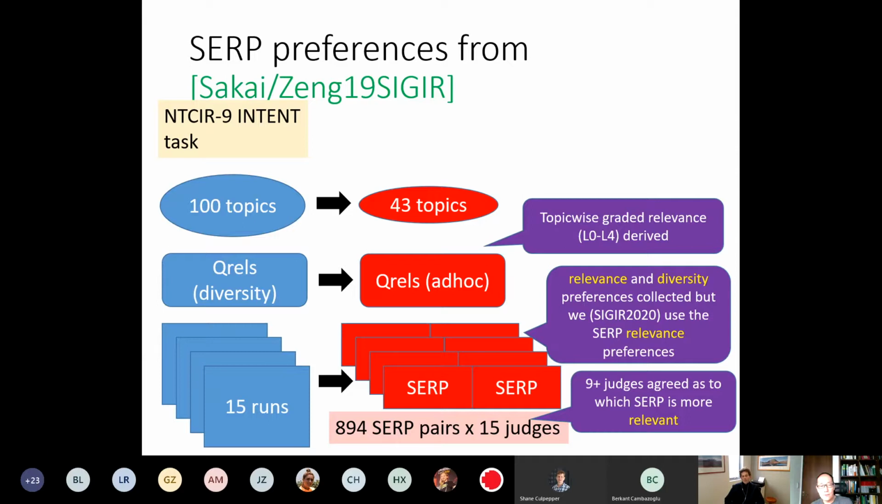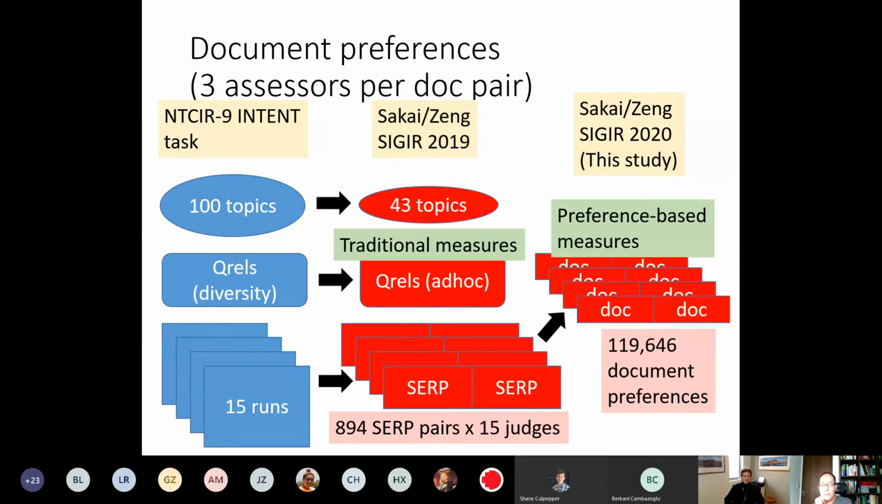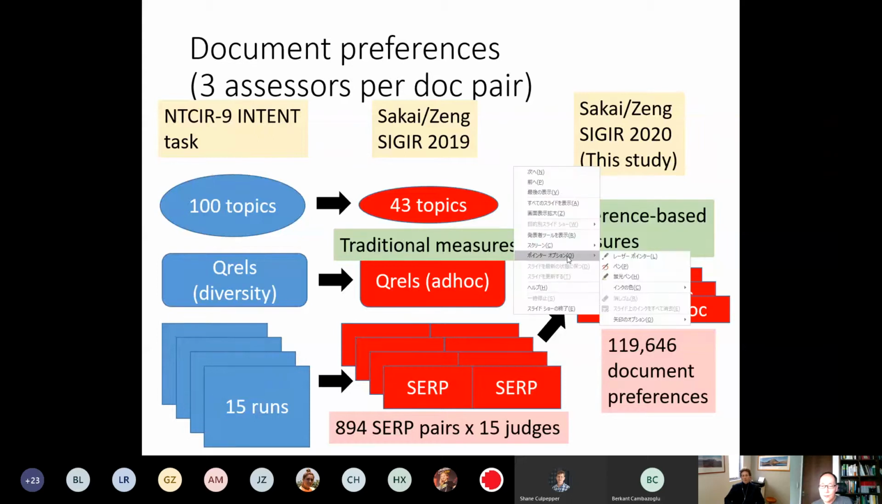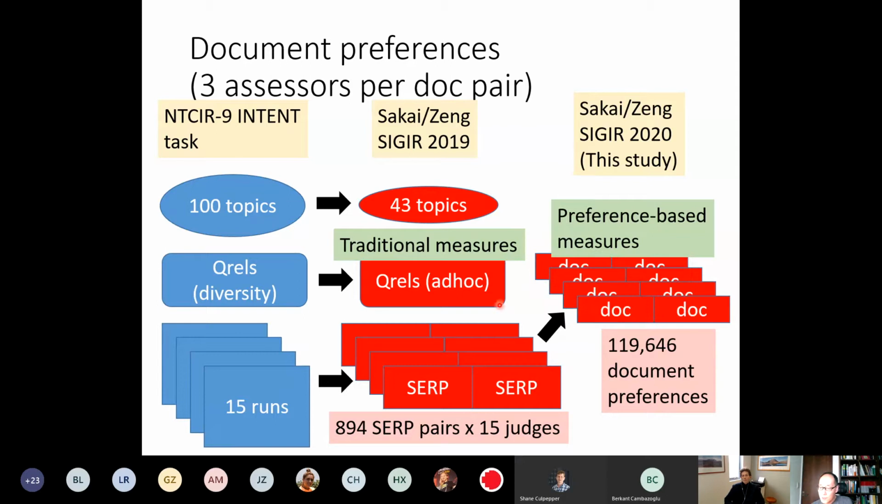So this was what I did for SIGIR 2019. Now this time, I newly created this data set of document preferences. So I have these SERPs, and from these SERPs, I extracted all the documents and all the document pairs. And for all of these document pairs, I constructed a document preference data set.